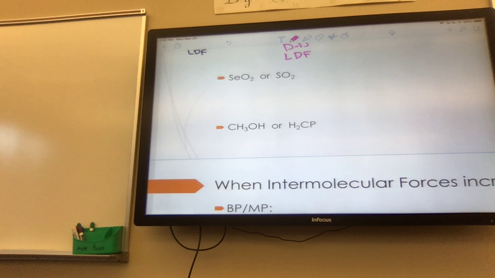So now we've talked about which one has the most intermolecular forces, but I've also already told you that the AP test is not going to ask you which one has the most intermolecular forces. It's going to ask you about something else. So here's another summary. When the intermolecular forces increase, does boiling point and melting point go up or down? Up.